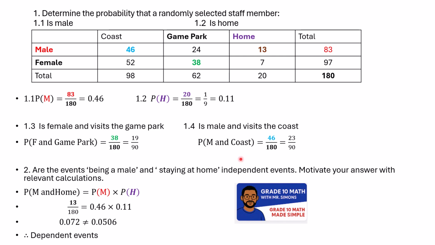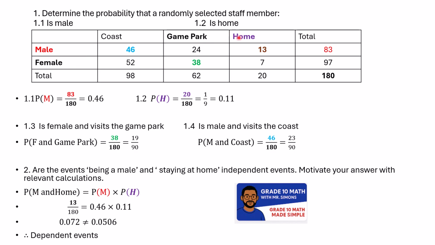Alright, now the question that we will always ask with the contingency table or the two-way table: are the events of being a male and staying at home independent? Motivate your answer with relevant calculations. So being a male and being at home must equal the probability of being a male times the probability of being at home. So this must always be the case. Probability male and home must equal the probability of male times the probability of home. So we use the product rule.